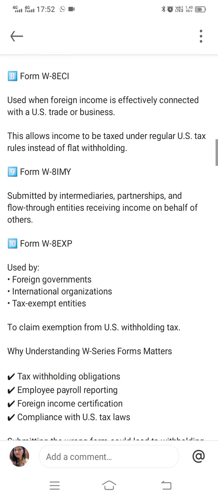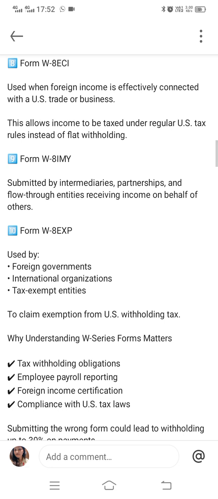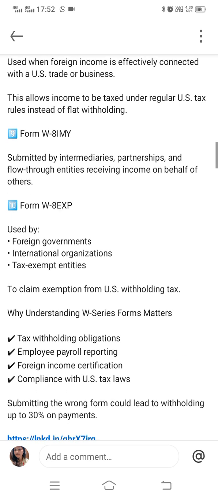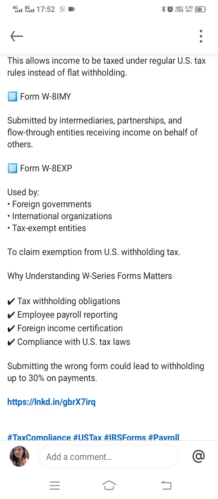And now comes form W8-IMY, submitted by intermediaries, partnerships and flow-through entities receiving income on behalf of others. And now comes form W8-EXP, used by foreign governments, international organizations, and tax-exempt entities to claim exemption from US withholding tax. This needs to be done.